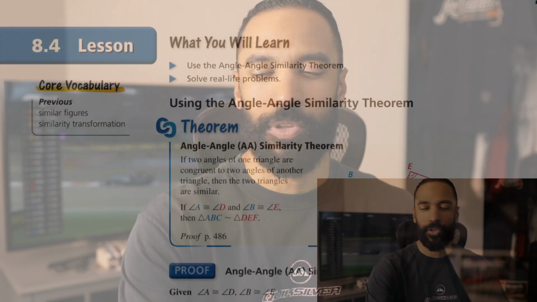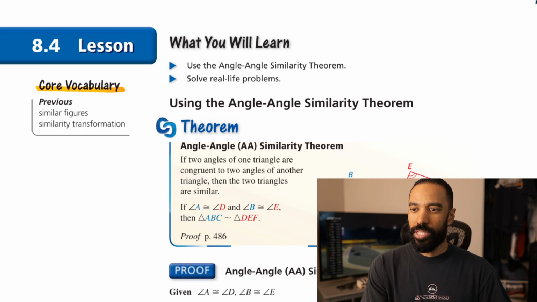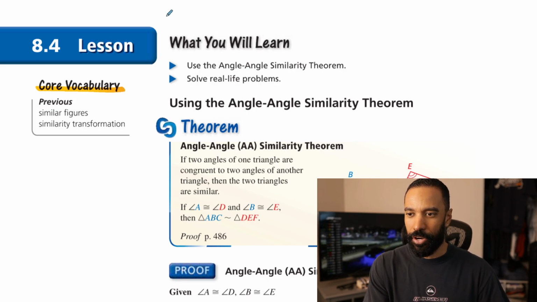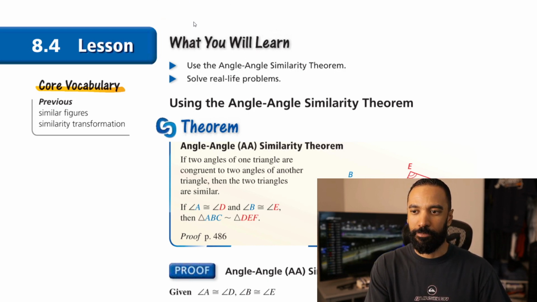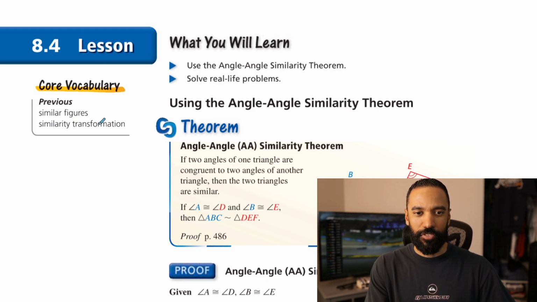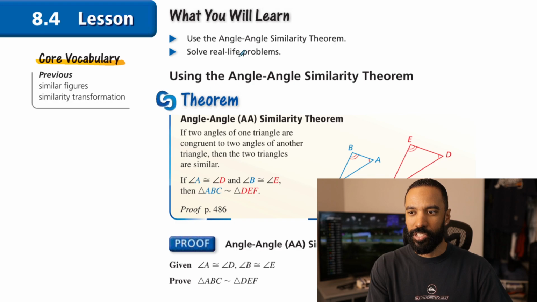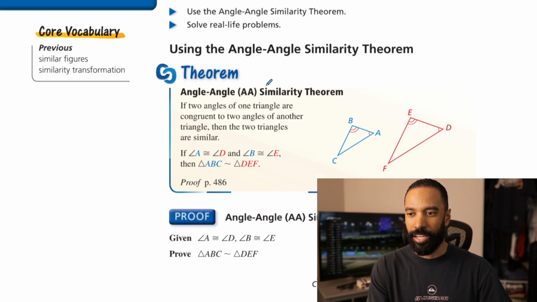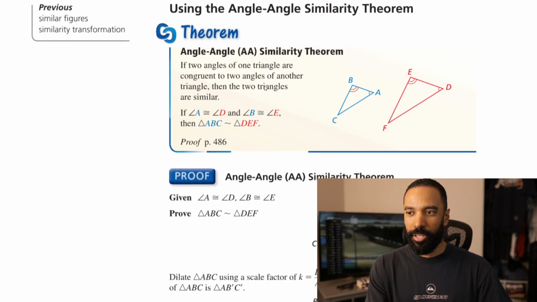We're going to go ahead and take a look at what this is all about. Use the Angle-Angle Similarity Theorem and solve real-life problems. Of course, some word problems here and there. Similar figures and similarity transformations are used from previously as we jump into this angle bit. So the Angle-Angle Similarity Theorem is as follows. I kind of stated it before.